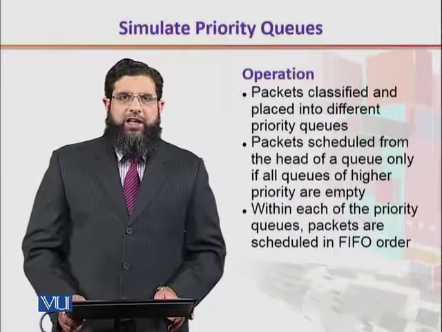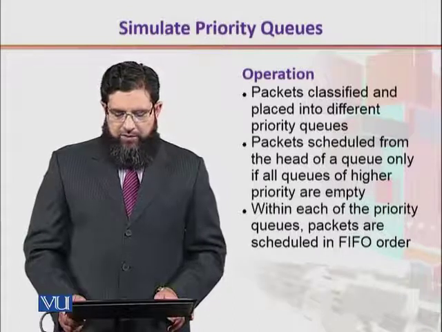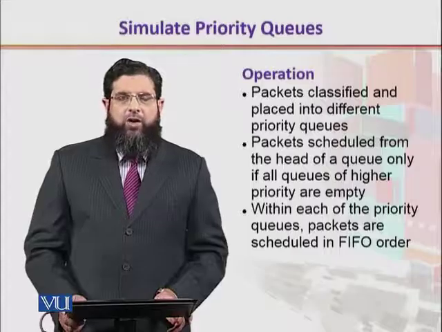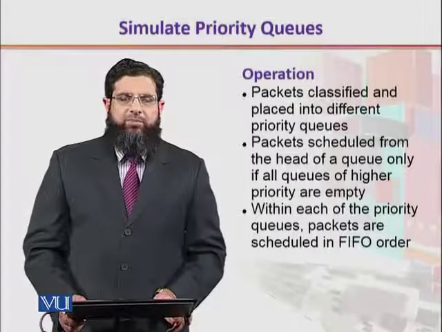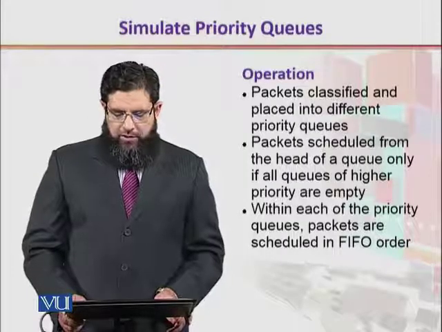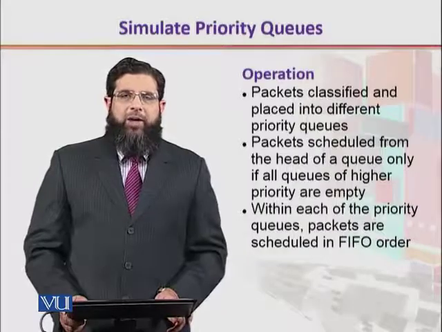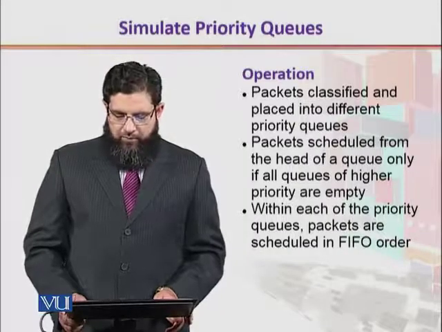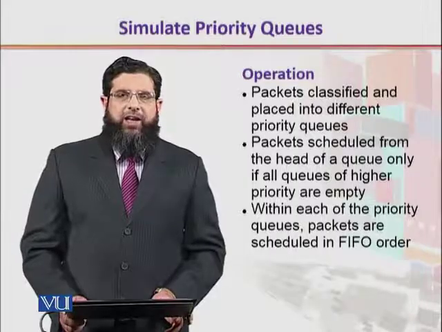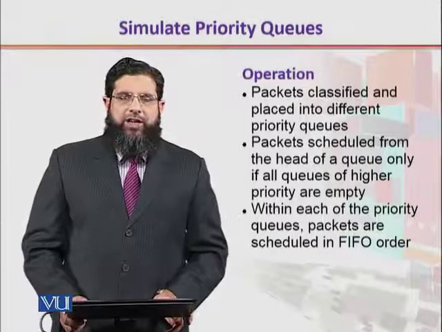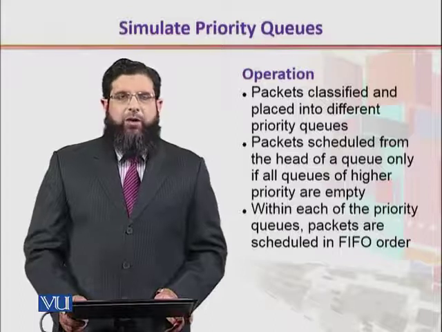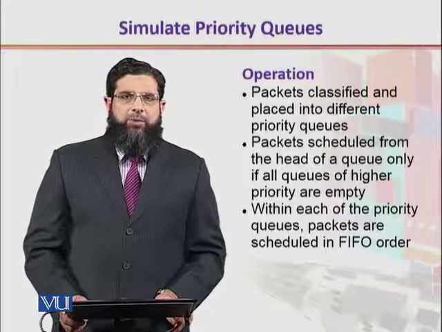Let's quickly see how priority queues work. The packets are first classified, and on the basis of the traffic which they carry, they are sent into their respective priority queues. The packets are taken by the scheduler from the head of the queue one by one, mainly from the higher priority queue first, and then from the lower priority queues. Within each priority queue, FIFO is implemented.